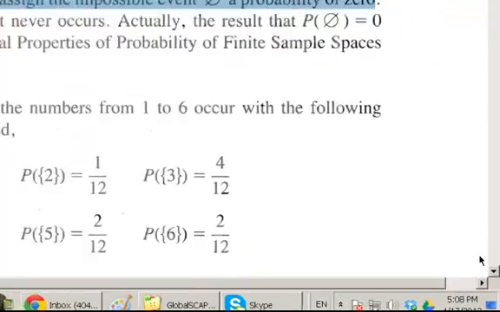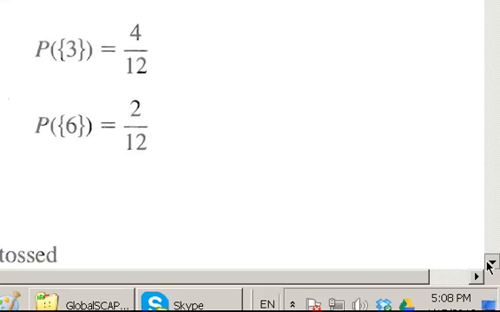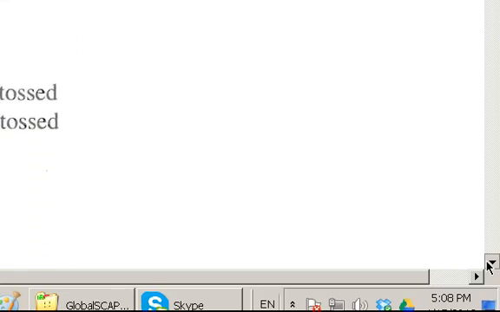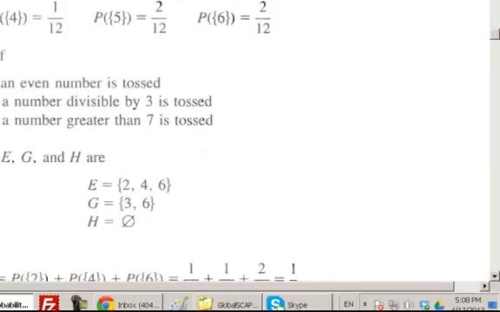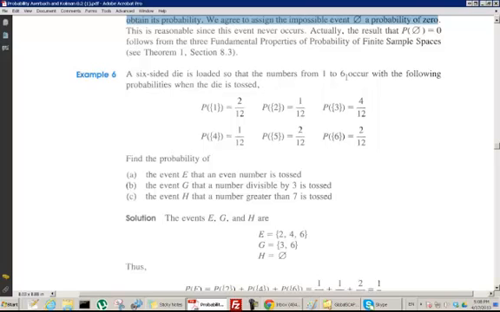Alright, let's take a look at this example. I'm going on for quite a long time here, but let's just look at it. A 6-sided die is loaded so that the numbers from 1 to 6 occur with the following probabilities when the die is tossed. The probability of 1 is 2/12, the probability of 2 is 1/12, 3 is 4/12, 4 is 1/12, 5 is 2/12, and 6 is 2/12. Of course all these should add up to 1 if we add them all up. Find the probability of the event E that an even number is tossed.